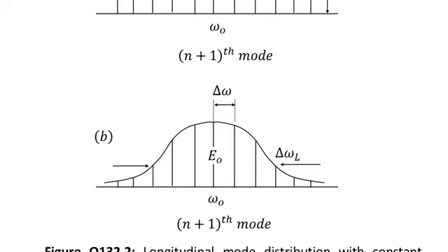In the next plot, you see that the amplitudes of the modes follow a Gaussian distribution. That is, the central mode has the maximum amplitude, and the amplitudes decay on the right hand side and on the left hand side following a Gaussian distribution. The bandwidth is again represented by delta omega L, and delta omega is the frequency separation between two consecutive longitudinal modes, and omega naught represents the location of the n plus 1th mode, that is the central mode.